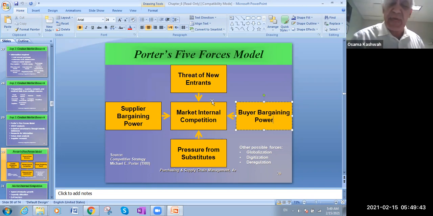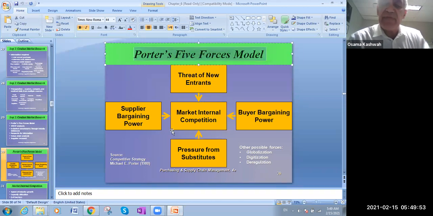At the same time, I have market internal competition. There is also the market internal competition. We call this Porter's 5 forces model. So I have to be very aware of it, and I have to deal with these 5 forces as much as I can.